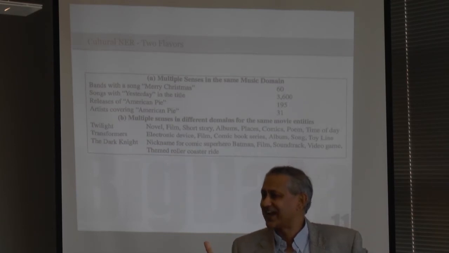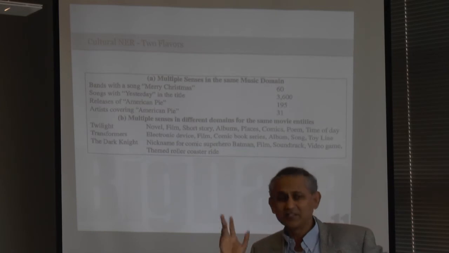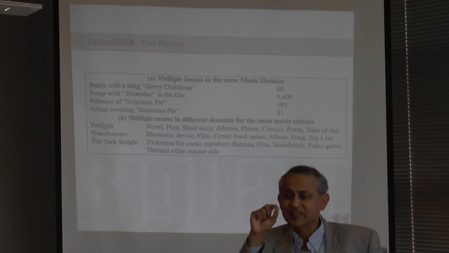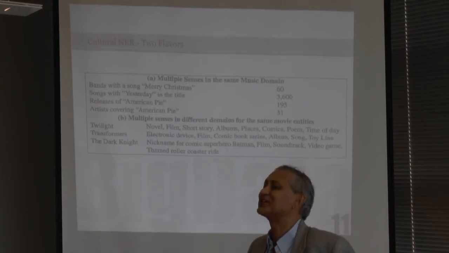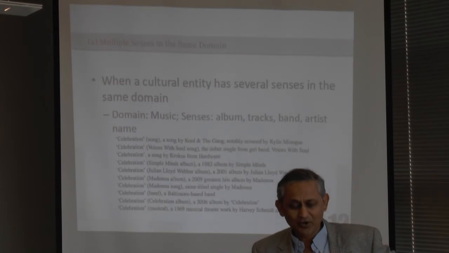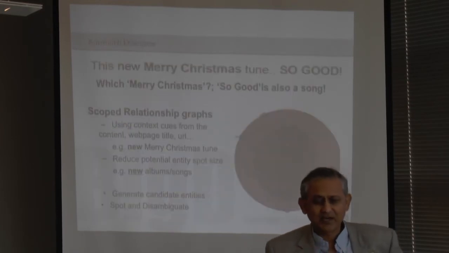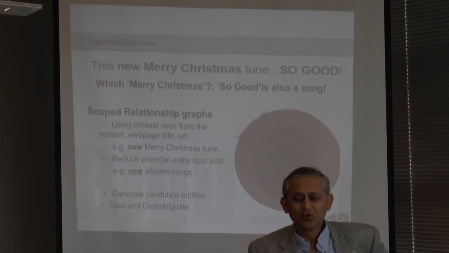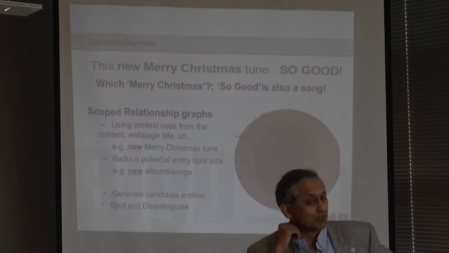It's a community effort, and the information is very high quality there. So we leveraged that knowledge to say what the things can be. Once I can say this Yesterday is used in the sense of a song, then I have to do disambiguation: which of the 60 songs it is. So I do a variety of things. For example, in this tweet it says, the new Merry Christmas tune, so good. Now the question is, which new Merry Christmas? So Good is also a song.